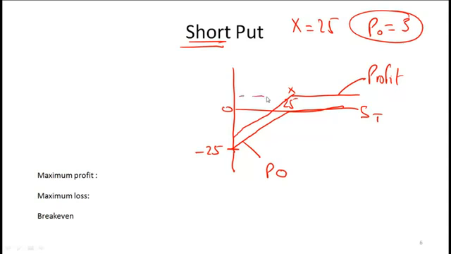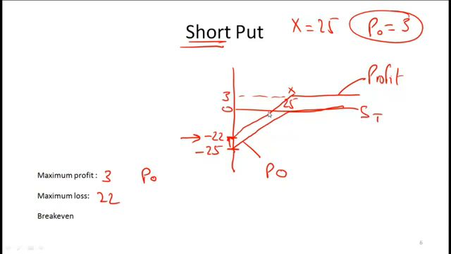What's the maximum possible profit? Notice that the maximum possible profit is simply the premium that you charged. So the maximum possible profit is 3, which is simply P0. What's the maximum possible loss? The maximum possible loss, notice, is 22. When does that happen? If the stock price goes down to 0, then at expiration you need to pay the long party $25. But since you had charged 3 initially, you get that cushion of 3. So your loss is 22. That's this point over here, the maximum possible loss.